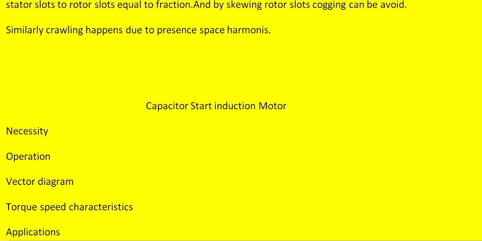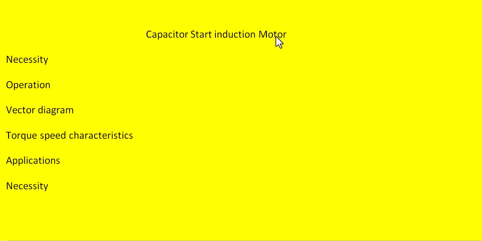Let me summarize once again the capacitor start induction motor. In this video we have seen the necessity of the capacitor start induction motor, and we have seen the construction of the single phase induction motor, the operation of this and the vector diagram of this, and the torque speed characteristics, advantages and disadvantages, and we have also observed the applications of this single phase capacitor start induction motor.